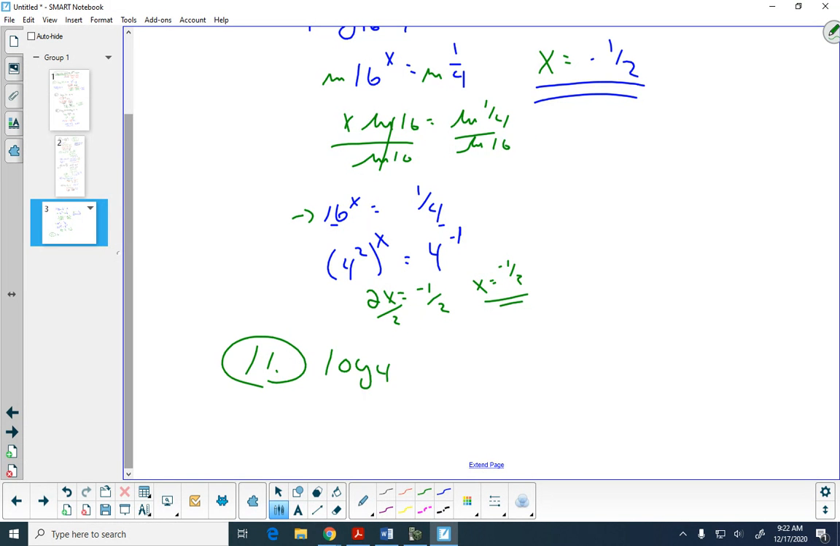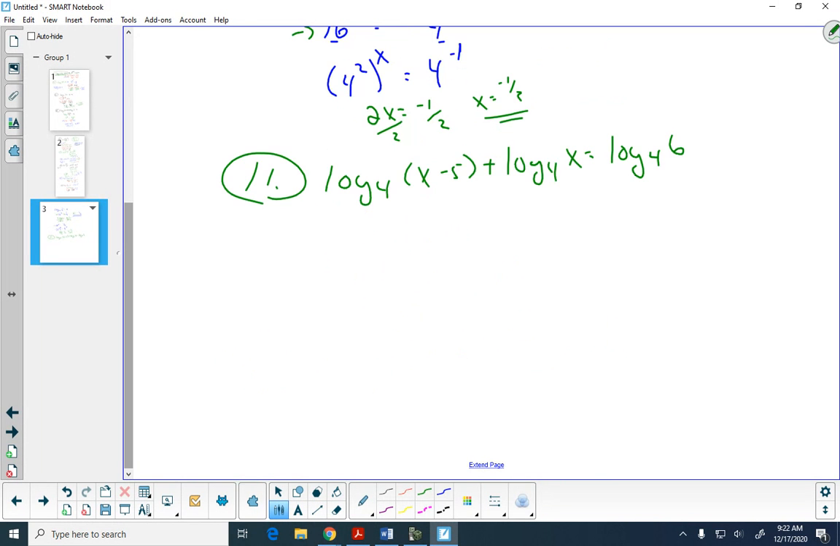We have log base 4 of x minus 5 plus a log base 4 of x is equal to log base 4 of 6. This one's a little different looking. But on the left-hand side, we have two logs that are being added together. Test, what can we do to combine this into one logarithm on the left-hand side? Multiply them. So we have log base 4 of x times x minus 5 is equal to log base 4 of 6.